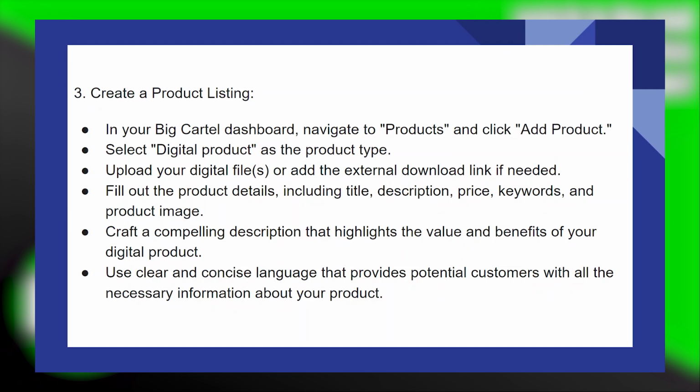Next, in your Big Cartel dashboard, navigate to Products and click Add Product. Then select Digital Product as the product type. Upload your digital files or add the external download link if needed. Then, fill out the product details, including title, description, price, keywords, and product image.